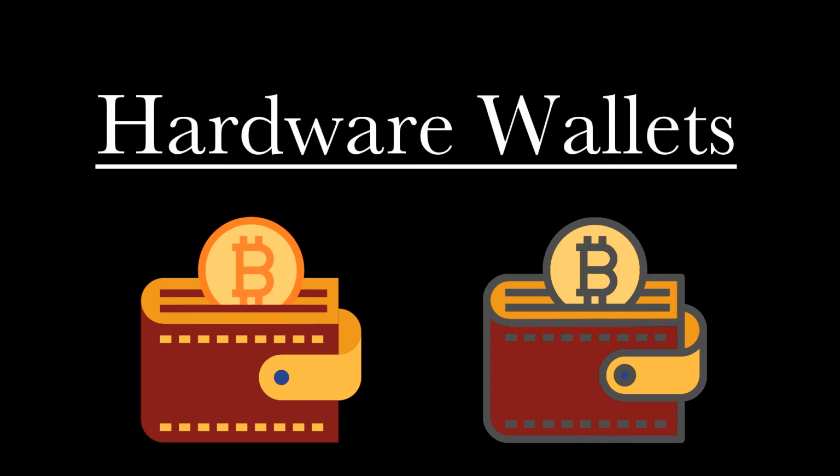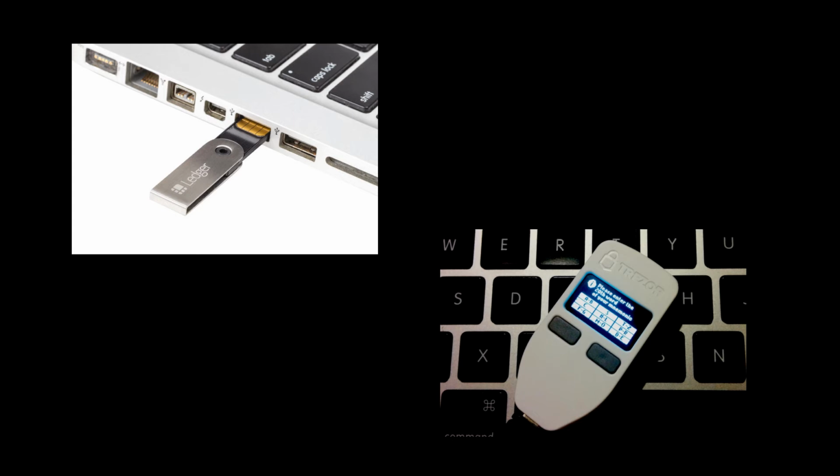A hardware wallet is a specially designed physical device which is built to store Bitcoin and other cryptocurrencies. The most famous hardware wallets are the Ledger and the Trezor. Now, these are some of the more expensive options to store cryptocurrencies, but arguably they're also the safest. I'm including links in the description of this video for where you can buy these.